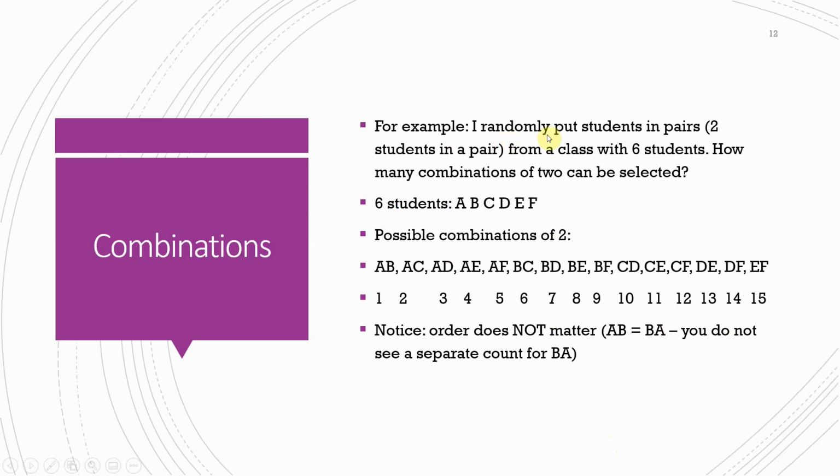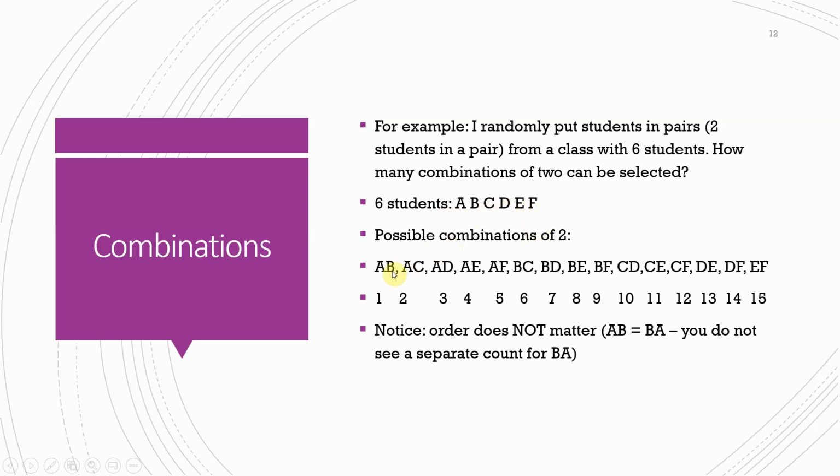So let's say I randomly put students in pairs, so 2 students in a pair, obviously, from a class with 6 students. How many combinations of 2 can be selected? So here is our sample space, right? We have the 6 students, A, B, C, D, E, and F. What are the possible combinations of 2?